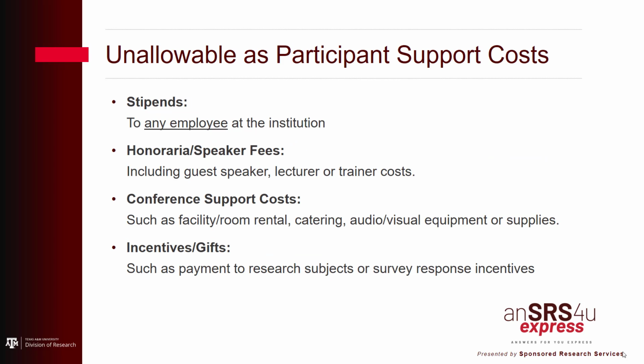The following costs are unallowable as participant support costs, although they may be allowable under other project categories. Stipends, if they're paid to any employees at the institution. Honorarium or travel costs for a guest speaker or lecturer. Conference workshop support costs such as facility rental, catering, supplies, or media equipment rental. Payments to human subjects for participating in a research project are not considered participant support costs.